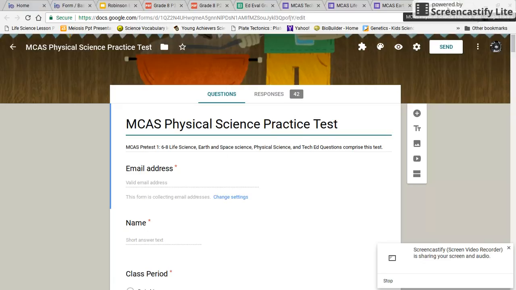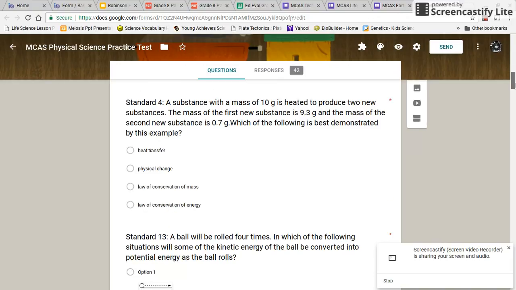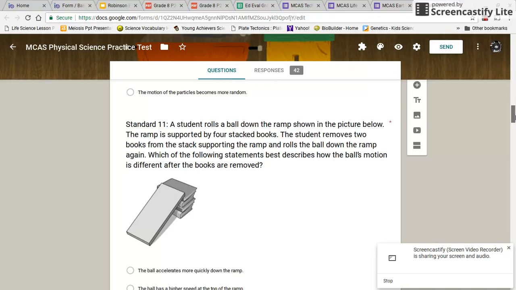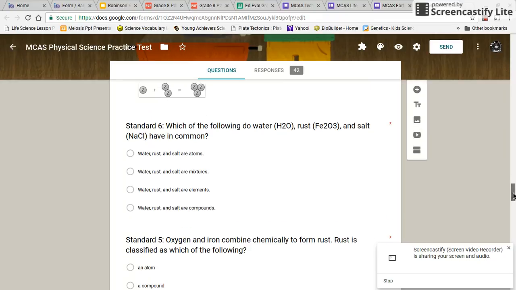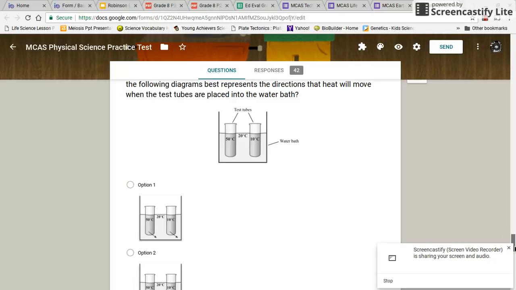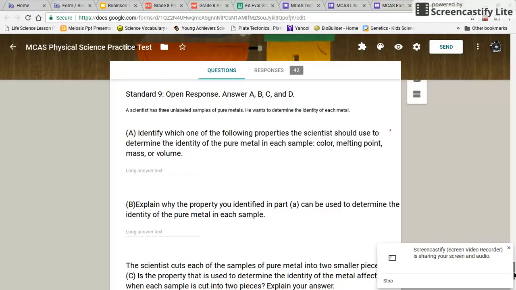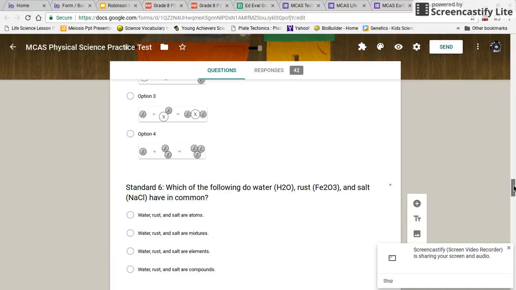Types of assessments. MCAS is huge in the 8th grade. And so what I did was I took actual MCAS questions from the website and the graphics, and I placed them into a Google form. And in many cases, I expanded on the questions. It's one thing to guess, but it's another to prove the knowledge. And so I modified some of the questions and included the open response and prepared them that way.